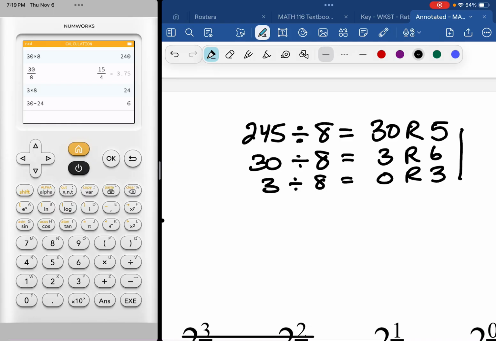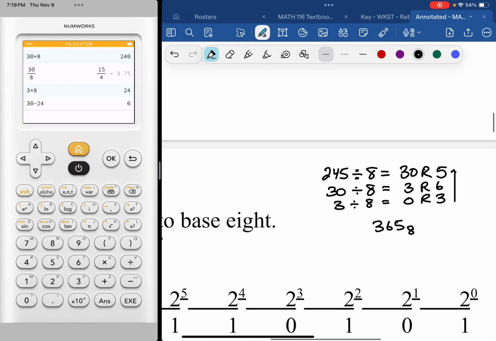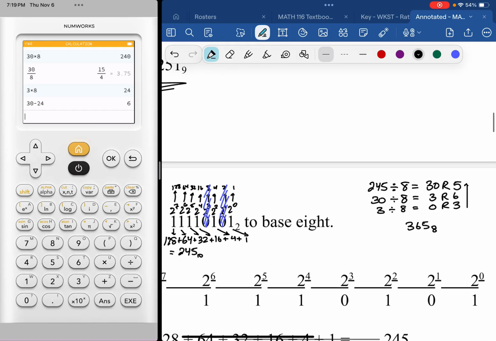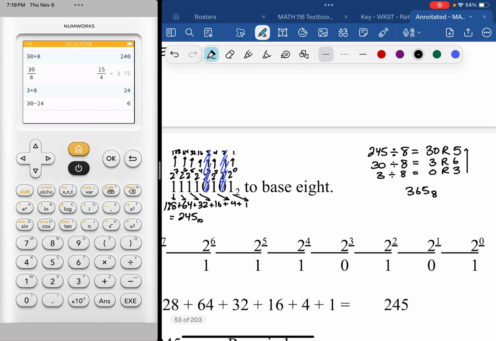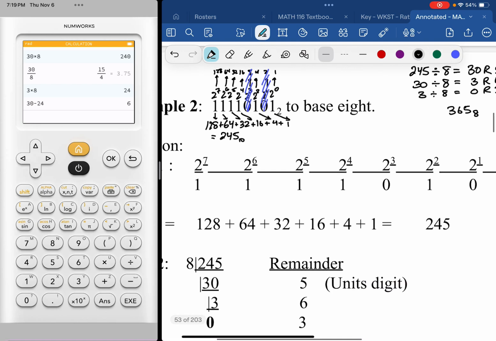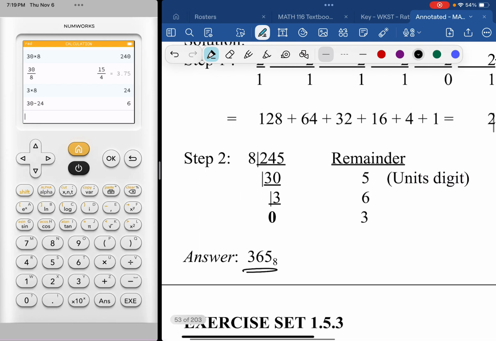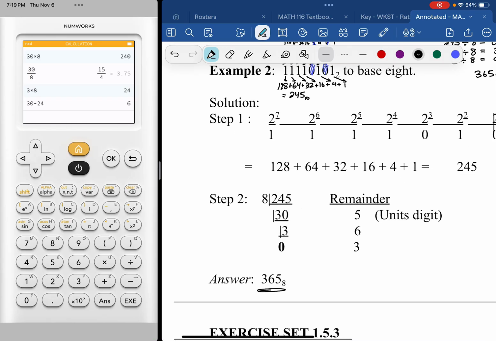And again, bottom to top. So 3, 6, 5 in base 8 is what this binary string would be equivalent to. So yeah, that's all down here. We'll get there eventually. And so let's save that and upload it. So you should be able to tackle the problems in 153.